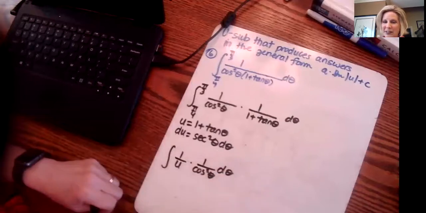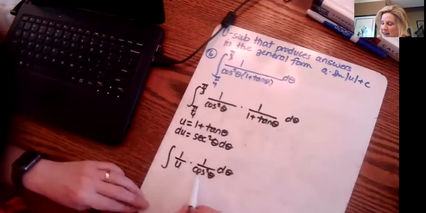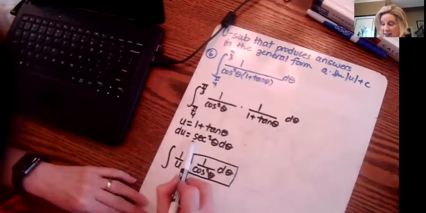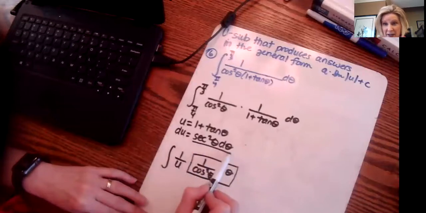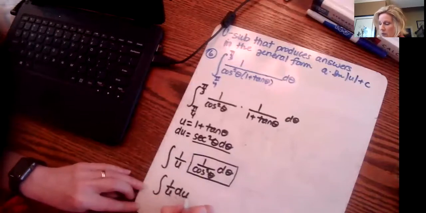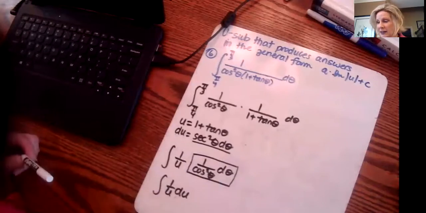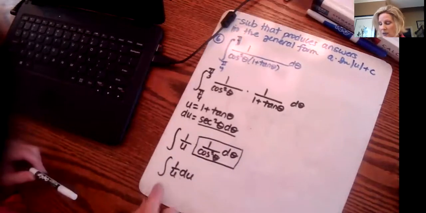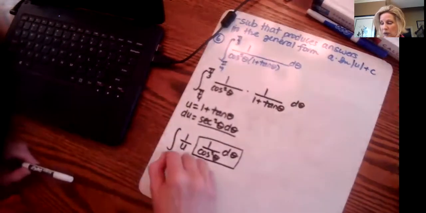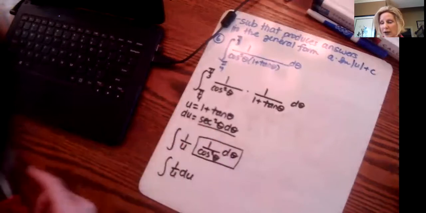Are you seeing what I'm seeing? So is this not the same thing as secant squared theta d theta? That means I can just sub in du. So now I've got 1 over u du. The thing that I'm missing is this is a definite integral. So I've got all u's, which means I need to go not from a low and high theta value, but to a low and high u value.